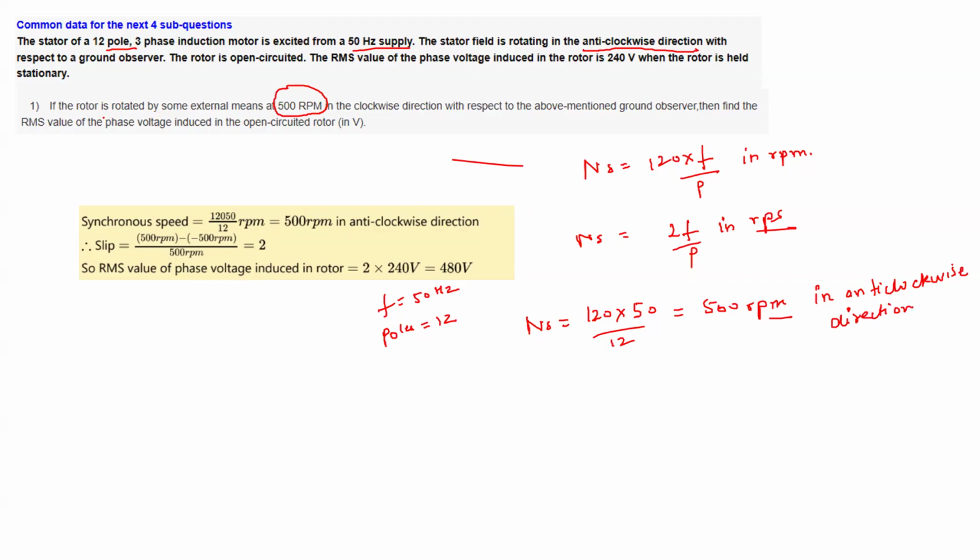They are saying that the rotor EMF, if the rotor is held stationary, E2 stationary, has been given as 240 volt. Now what is being asked? It is asked that if the rotor is rotated by some external means at 500 RPM in clockwise direction, and this is important, clockwise and anti-clockwise, so nr is 500 RPM in clockwise direction.